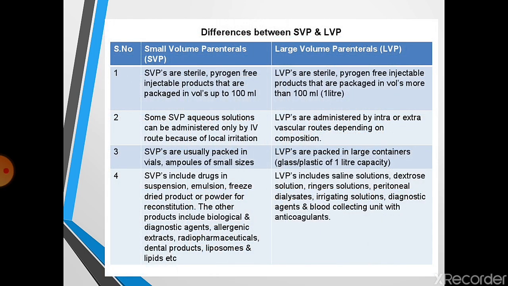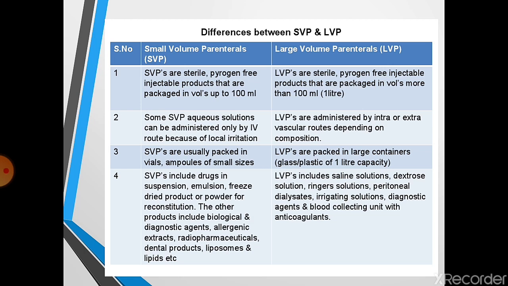Large volume parenterals are sterile and pyrogen-free injectable products that are packaged in volumes more than 100 ml up to 1 liter, whereas small volume parenterals are sterile, pyrogen-free injectable products that are packaged in volumes up to 100 ml. Large volume parenterals are administered by intra or extravascular routes depending upon the composition, whereas small volume parenteral aqueous solutions can be administered only by IV route because of local irritation.